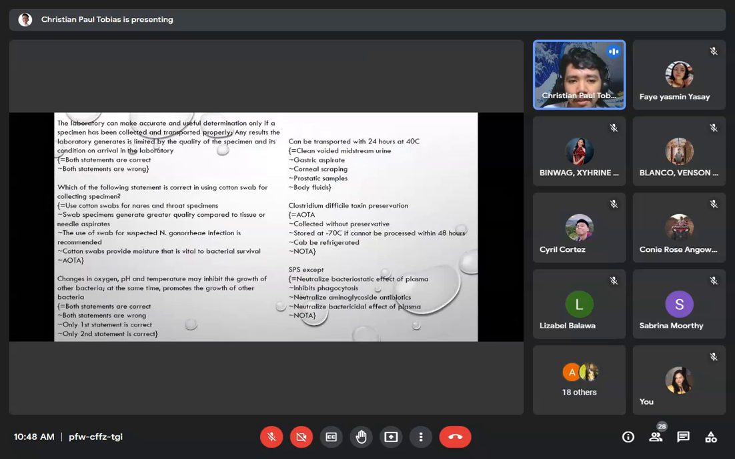So your clean, voided midstream urine. So yung gastric aspirate, corneal scraping, prostatic samples, and body fluids, transported yan agad-agad. Okay? At room temperature itong mga to.